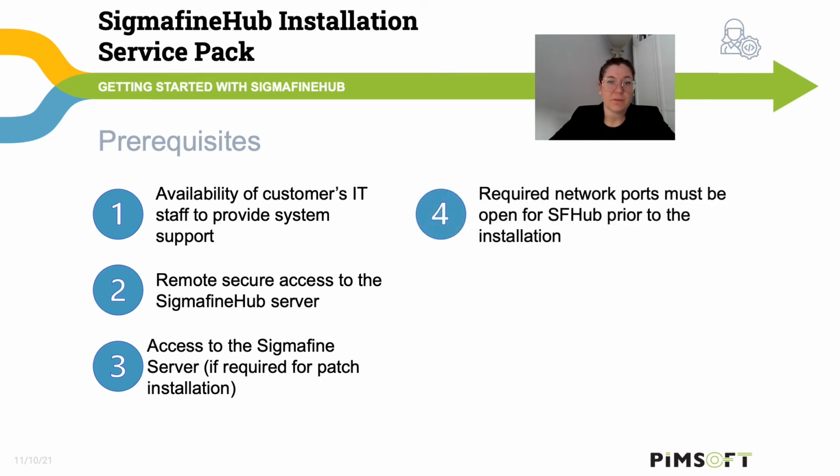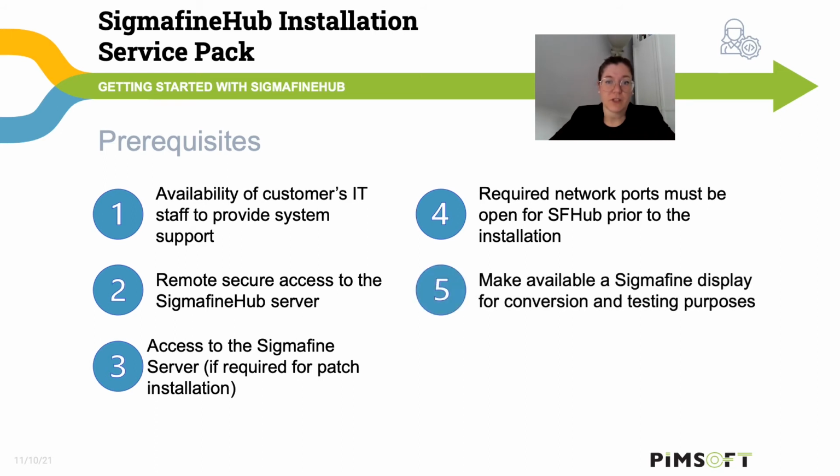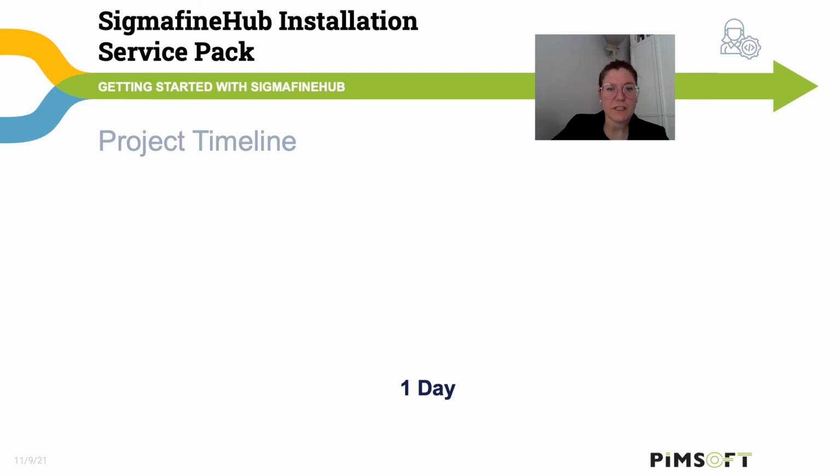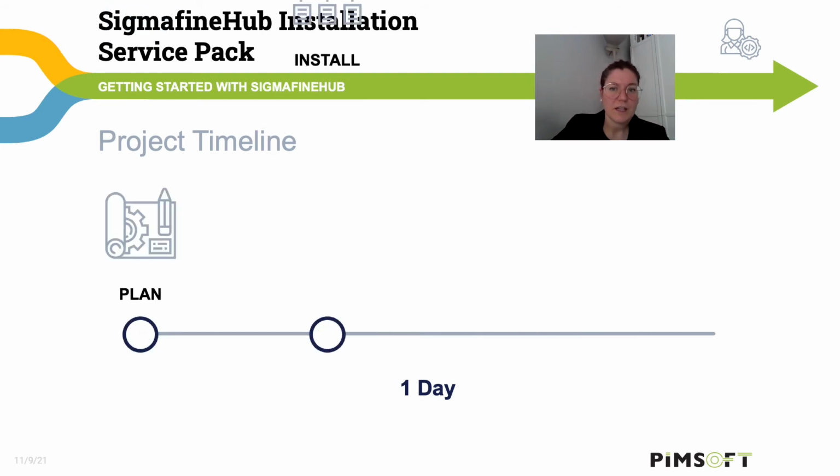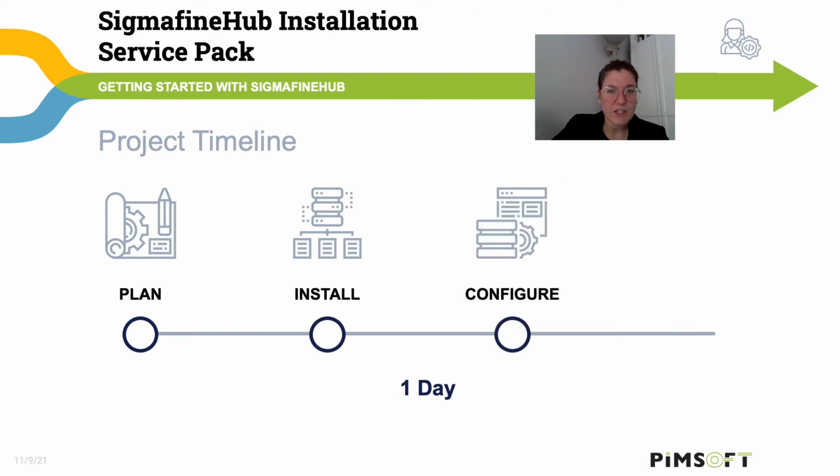Required network ports must be open for the Sigmafine Hub prior to the installation, and one Sigmafine display must be available for conversion test purposes. Finally, in order to ask for this service, the customer must have an active software maintenance program. The installation service is estimated to take about 8 hours. The installation activity from scratch can take a few hours, but the overall elapsed time may be longer since it depends on the fulfillment of the system requirements and the completion of the pre-installation checks.